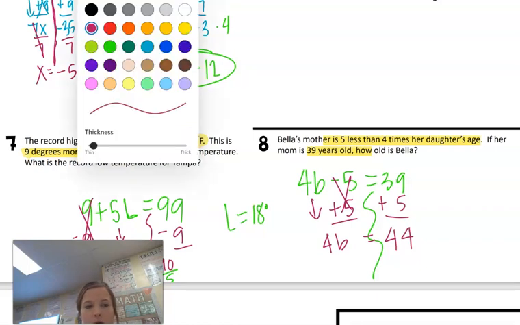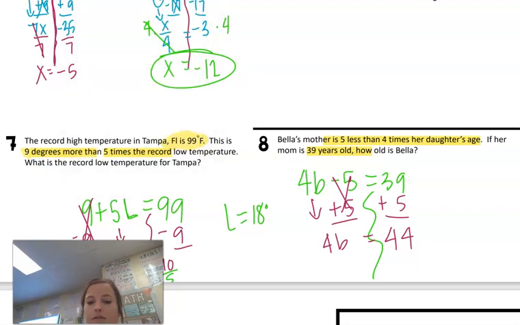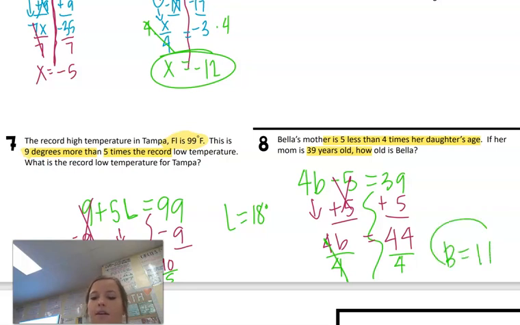Now, we are going to do the opposite or the inverse operation of what we see. So we have 4 times b equals 44. The opposite of multiplying by 4 is dividing by 4. 4b divided by 4, we're left with 1b. 44 divided by 4, we get 11. So Bella is 11 years old.